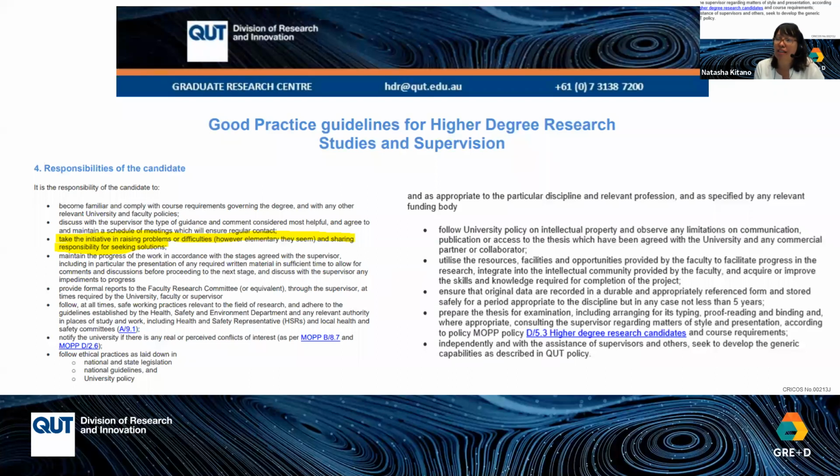This part that's highlighted says it's the responsibility of the candidate to take the initiative in raising problems or difficulties, however elementary they seem, and sharing responsibility for seeking solutions, which really is all about managing up, and we'll talk about that as well. So please don't always put the onus onto the supervisor. You need to take that initiative as well, in the raising of problems or difficulties or the feedback that you want.